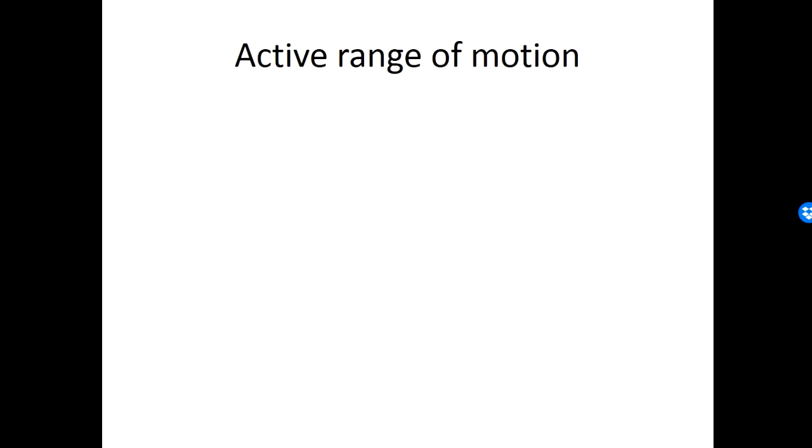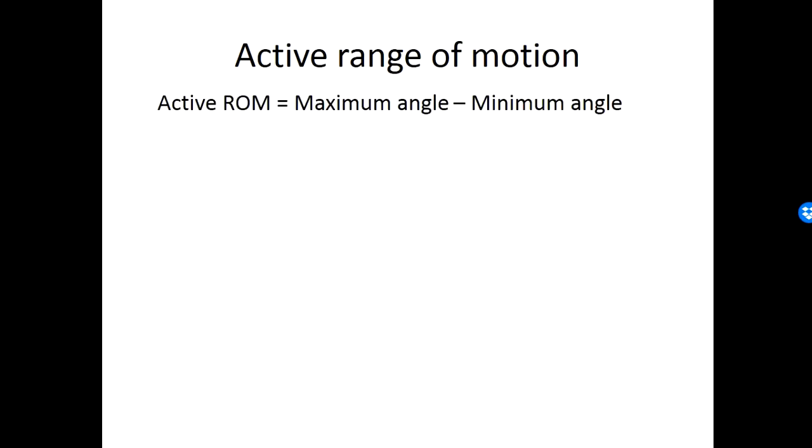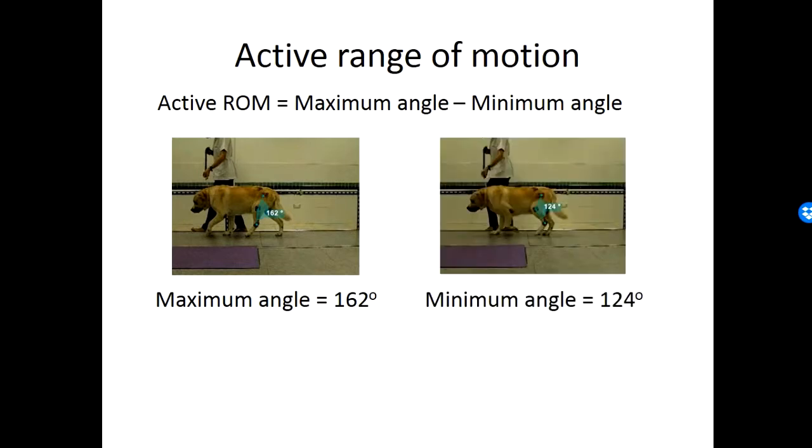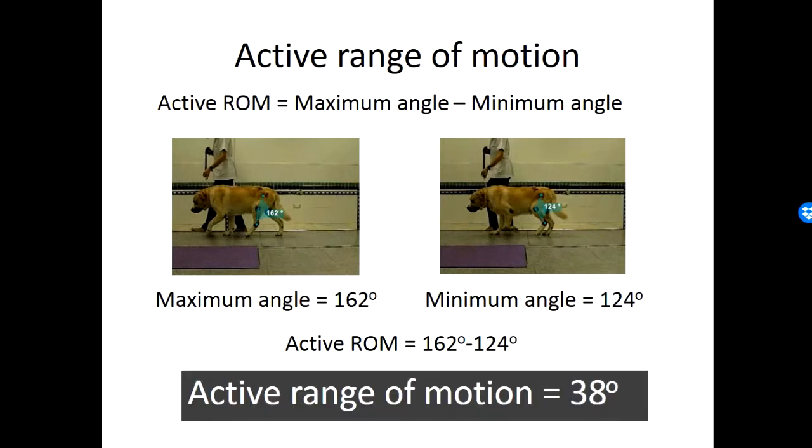And angular displacement during the gait cycle is called active range of motion, which is calculated by the difference between maximum and minimum angle. For example, this dog has a maximum angle of 162 degrees and a minimum angle of 124 degrees, so the active range of motion of this dog is 38 degrees.